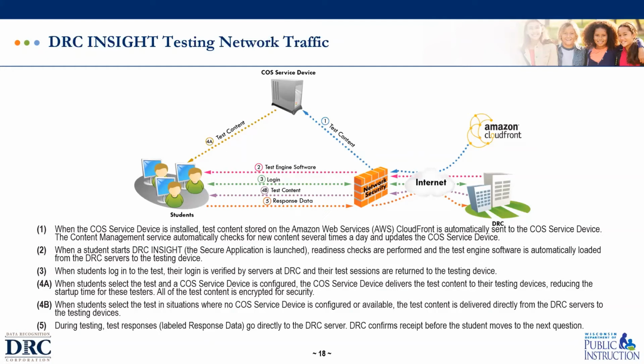Once the test is started and the content is there and the test engine is there, the amount of data going back and forth from a response standpoint is very, very small, 5 to 10K. And so just to note that really the most network intensive time for a DRC Insight test is at the beginning, when the test engine is coming down and when content's coming down.